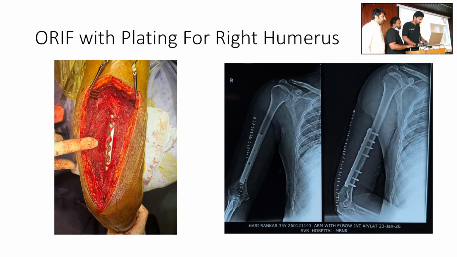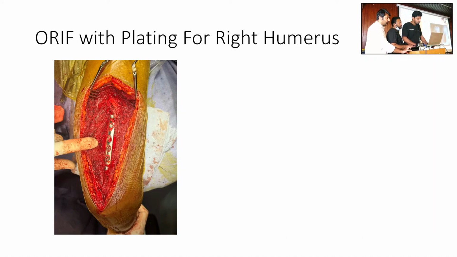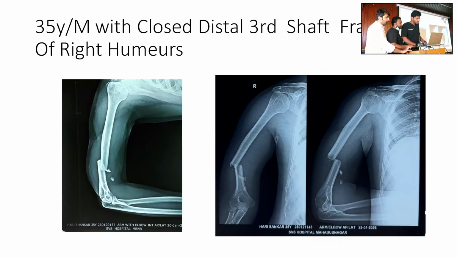What about the nerves? The ulnar nerve was protected, sir. Radial nerve and is there any DNVD problem? There's no DNVD. So radial nerve entrapment can occur in fractures of the spiral groove, if there is any injury to the spiral groove. This is not the spiral groove.